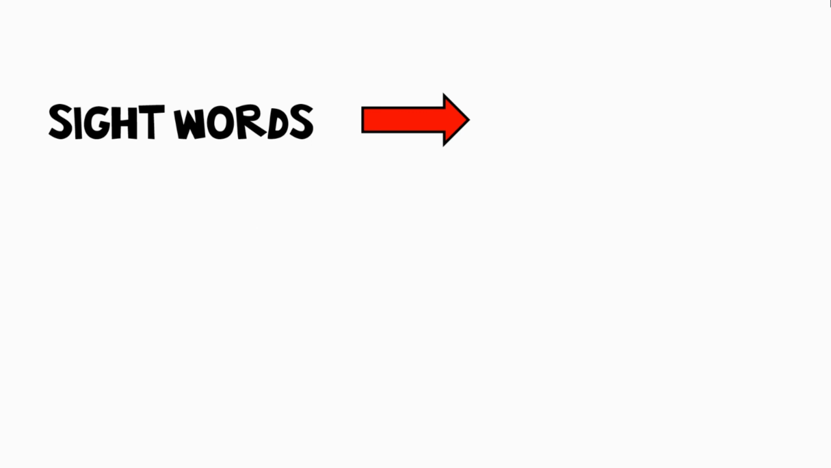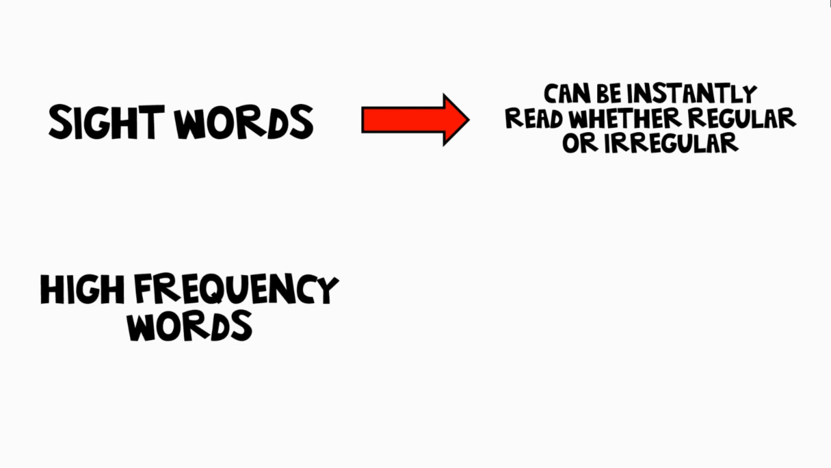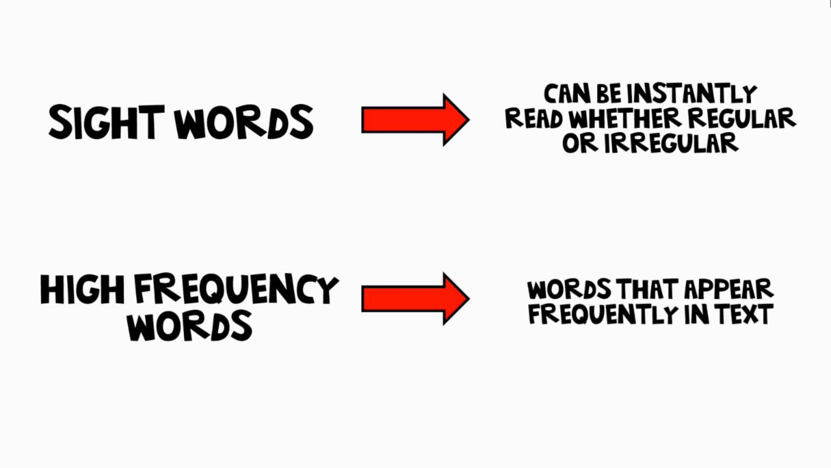So let's get started. I first want to spend a couple of minutes to address some important things to keep in mind when we talk about sight words and teaching sight words. Sight words are words that readers can recognize and read instantly, whether they are spelled regularly or irregularly. High frequency words are words that appear in text frequently. As students develop decoding skills, many high frequency words become sight words when the students are able to instantly and effortlessly read these words. So any word can essentially become a sight word once it is read instantly.